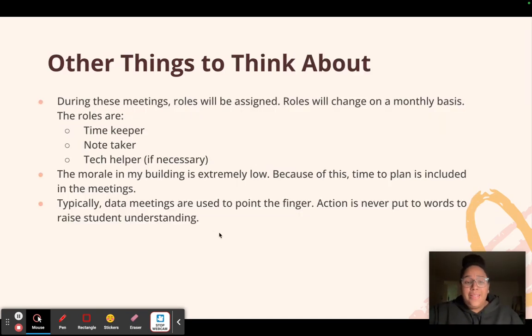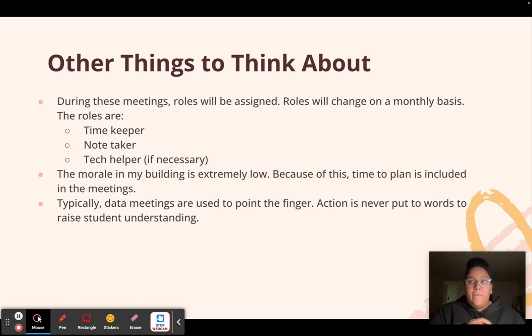Like I said, data meetings are typically used to point the finger. And if we're going to make true change, we need to stop pointing the finger and figure out how to best teach our students. When we talk about doing things in small group, that changes our workload and actually adds a ton more work that we need to do. So if we're going to be successful doing that, we need to have the time to work together so that we can come up with different things to help us with that actual instruction.